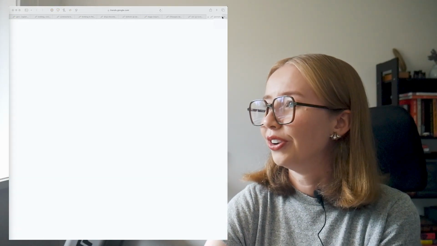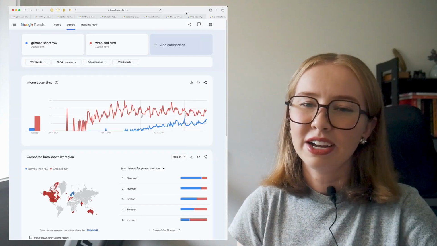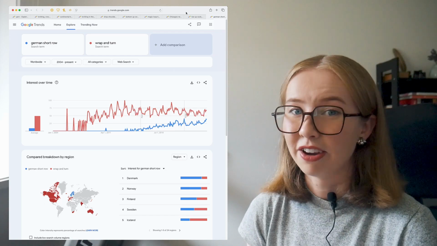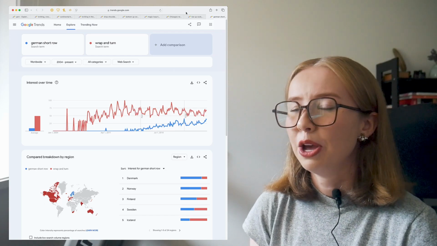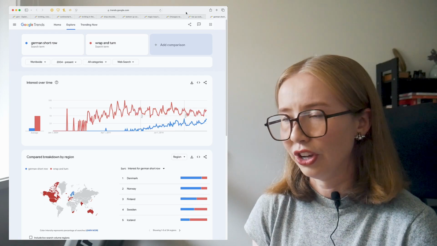Let's talk about short rows. Maybe it's just the patterns that I knit, but everyone can't stop talking about German short rows. Those are the short rows that I use. I find them really easy, they look seamless, but I've heard a lot about other kinds of short rows, in particular the wrap and turn.